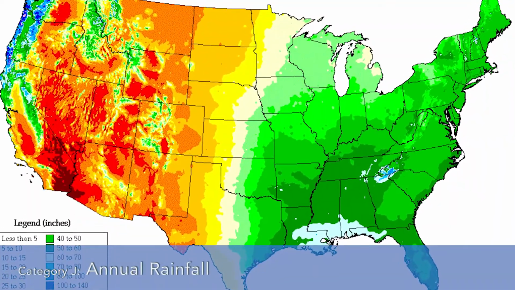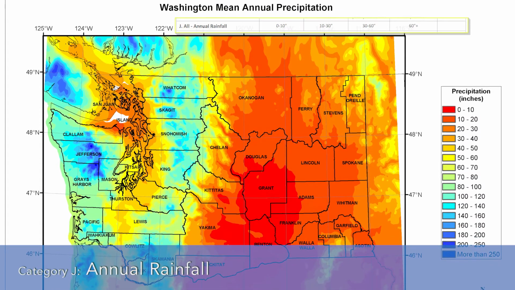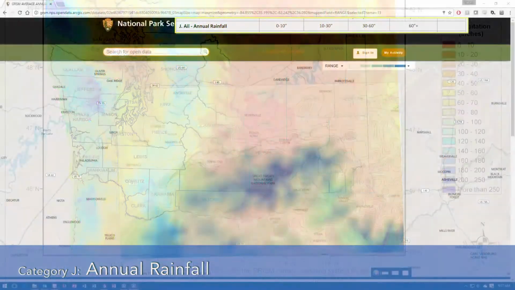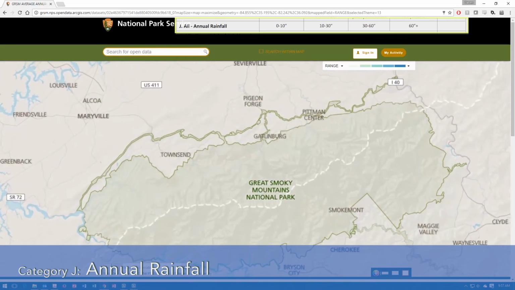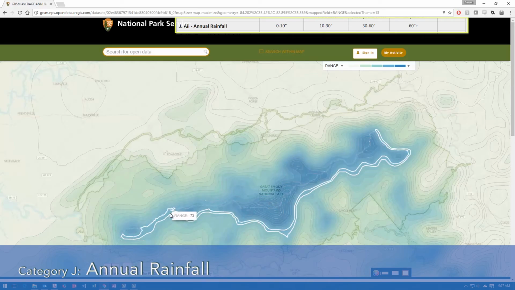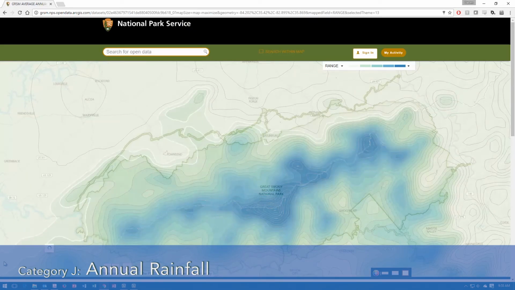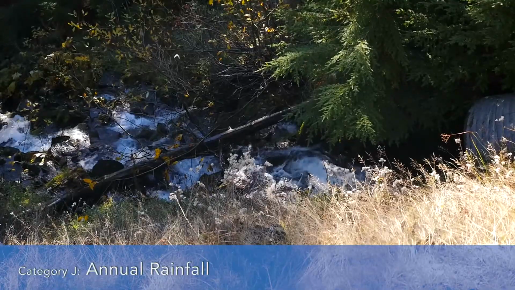Category J, annual rainfall, is the next category to evaluate. It subdivides the rainfall for the site into 10, 30, 60, and 60 plus inches per year. As discussed earlier in the form, we've already collected this from a GIS data set. At this location, we have over 60 inches annually, or 81 points.